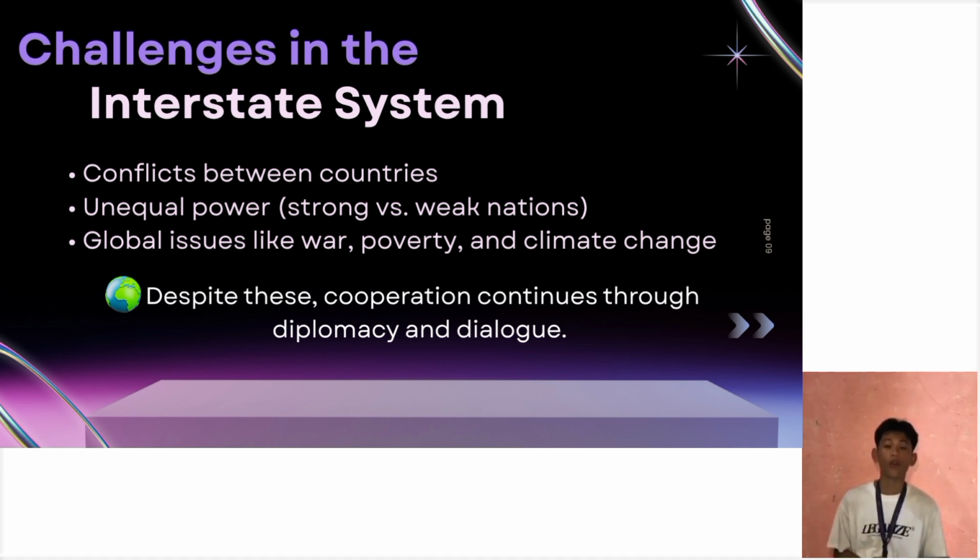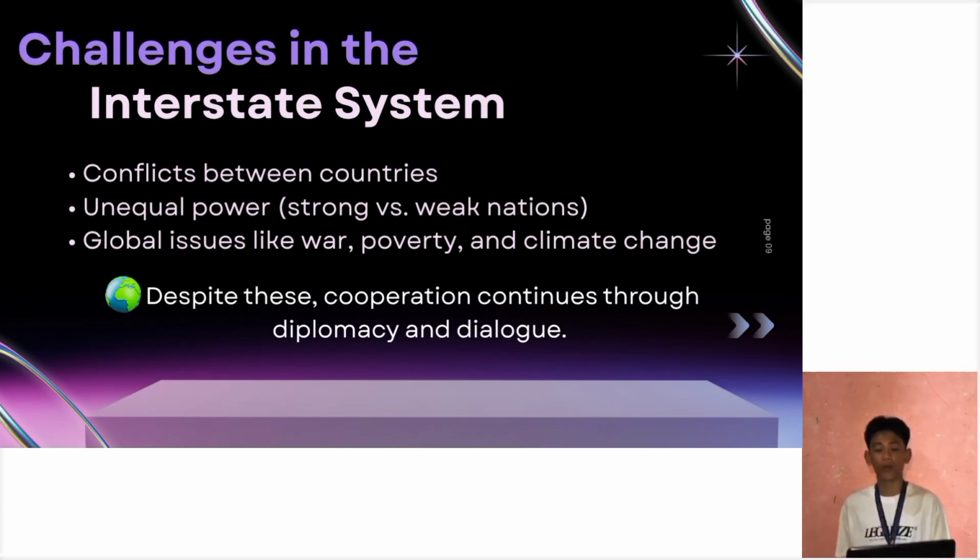There is a misunderstanding or arguments between countries. Next, we have unequal power. So it shows inequality in a just society where fairness and equity are ignored. For example, strong versus weak nations.